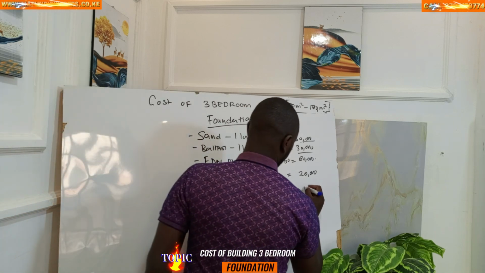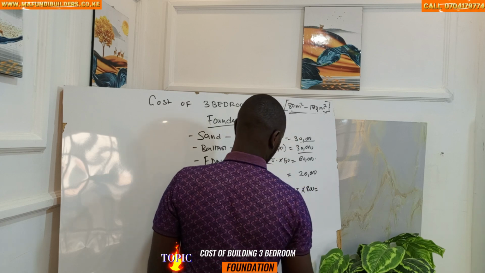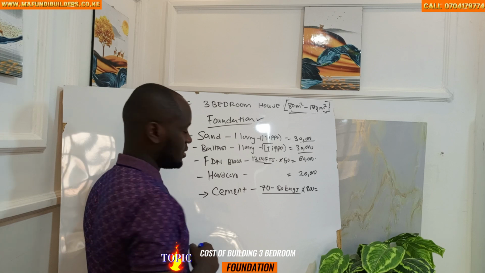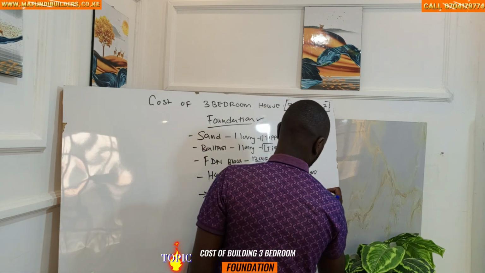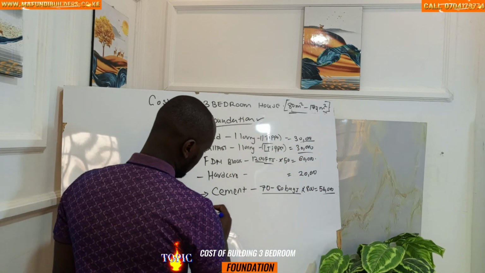So each bag is around 800. Let's work with 70. So we are talking about 56,000, right? 56,000.